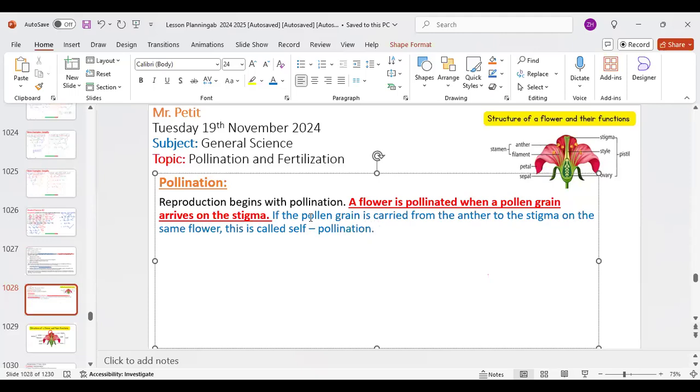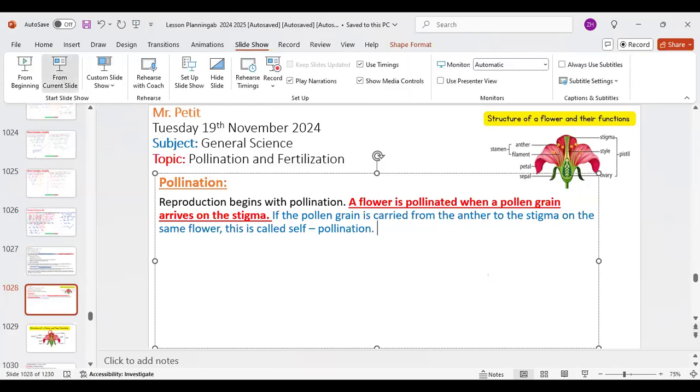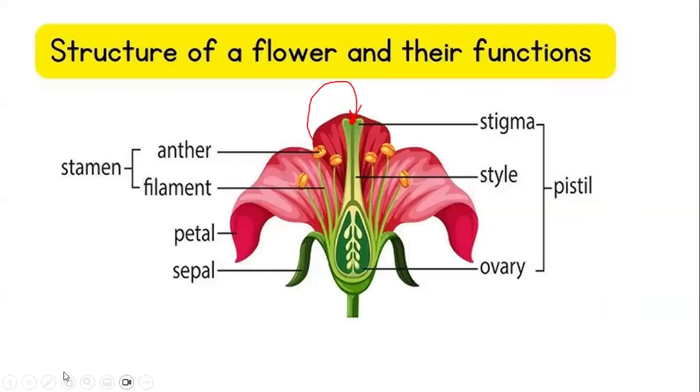So self-pollination is when we have the pollen from the same plant arrive on the stigma of the same flower. That's self-pollination. How does the pollen grain get there? Number one, the wind. Number two, you have birds. And insects drop them off. That's how it's carried.